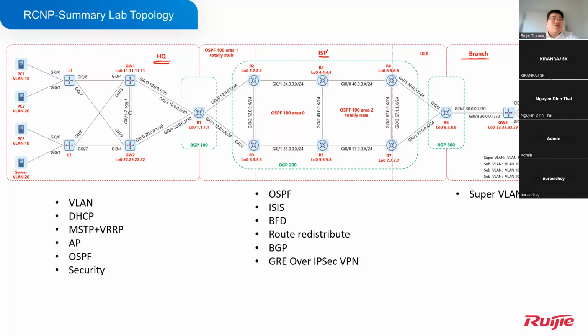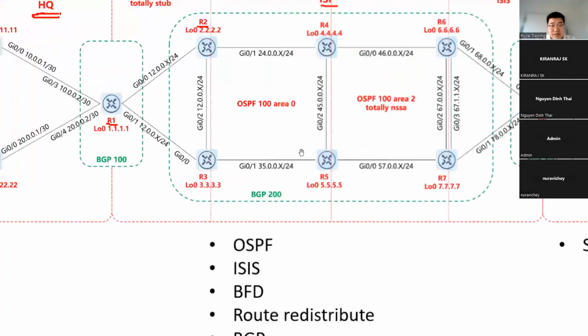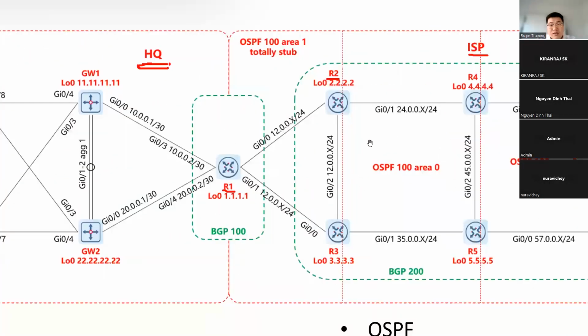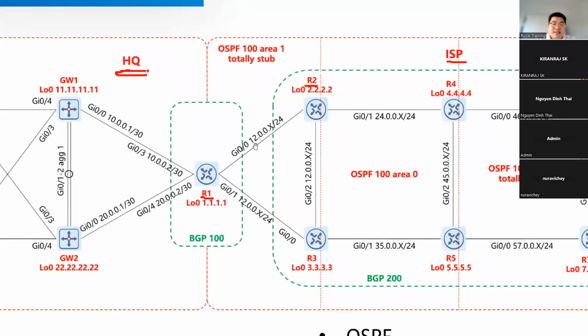Firstly, let's see the IP address design, or IP address planning, in this scenario. The interconnection network segment between devices is shown here. For example, between R1 and R2. Let's make it larger. Between R1 and R2, the subnet is 12.0.0.x. X means that at the R1 side, the IP address of the interface is 12.0.0.1, and that on R2 would be 12.0.0.2.